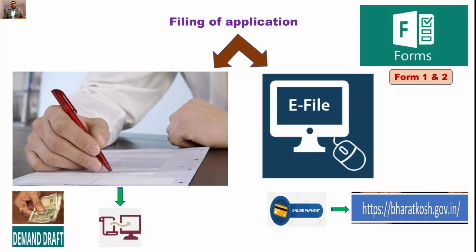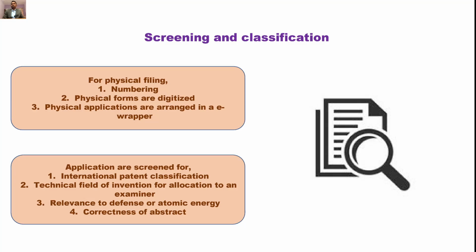Once your application has been filed, it goes for preliminary screening. By preliminary screening, we only mean superficial checking. For anybody who has gone for physical filing, an application number has to be given to that application, whereas if you go for e-filing, the application number gets automatically generated by the software. Things which are checked include whether your invention has any relevance to atomic energy or not, because if any relevance with atomic energy is found, then it takes a different route and the course of action changes.